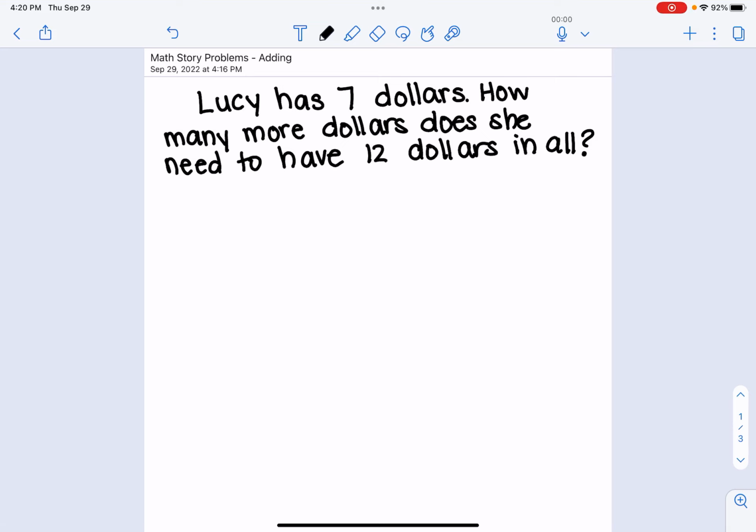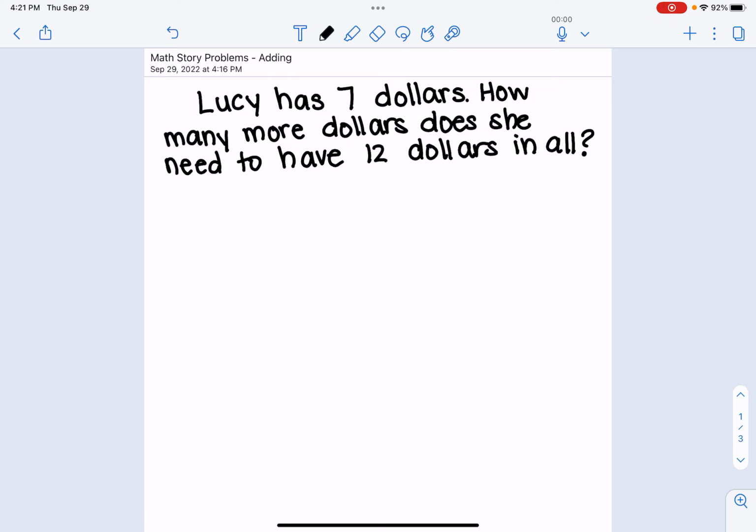Okay, so we're going to talk about how we add in second grade when we are solving story problems and what is expected of second graders when it comes to showing their work. So this problem says that Lucy has $7. How many more dollars does she need to have $12 in all?